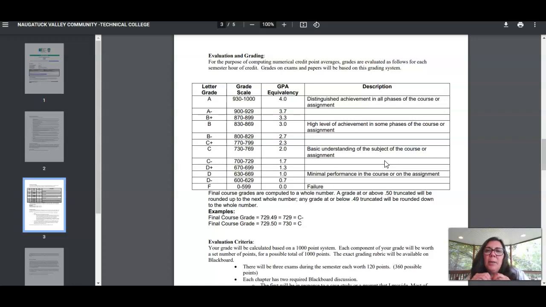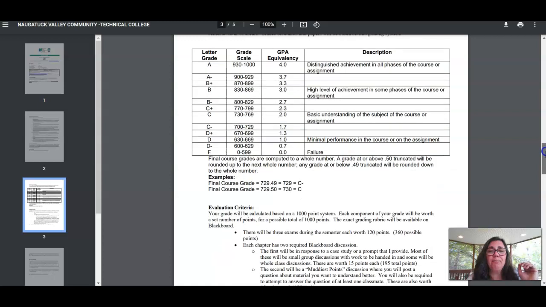The only thing that's different about the one I have here is because we will work on a 1,000-point system, I've just added zeros where that makes sense here. So otherwise it should look the same in terms of what the grading cutoffs are for letter grades.